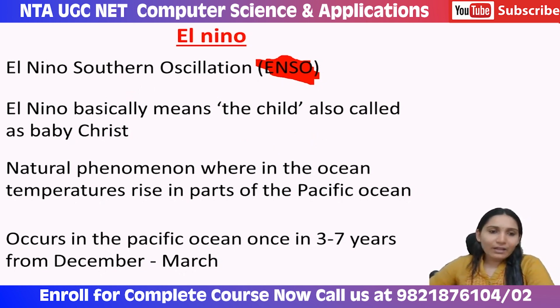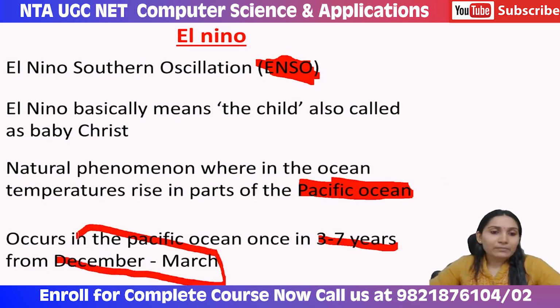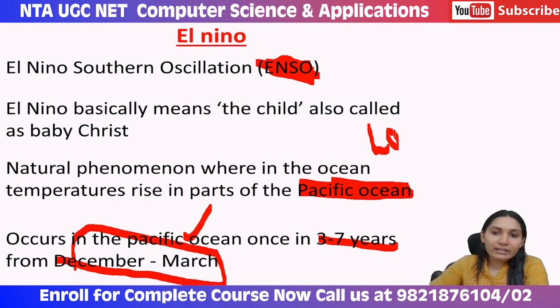Now, okay, I told you what is El Nino. I will come to the map also, then you will understand it better. So it is a natural phenomena where the ocean temperatures naturally increase in the parts of Pacific Ocean. Now, it occurs in the Pacific Ocean once in every 3 to 7 years and during the month of December to March. Okay. So, we also said that we have another concept which is called La Nina.